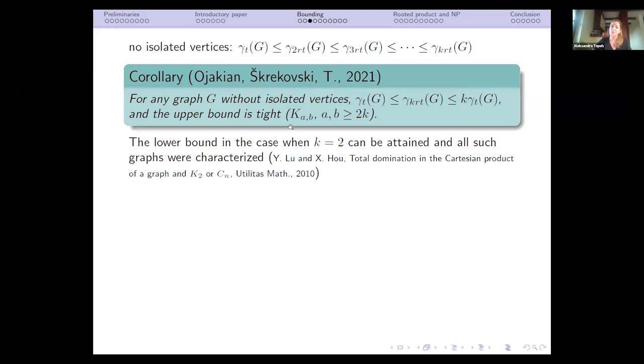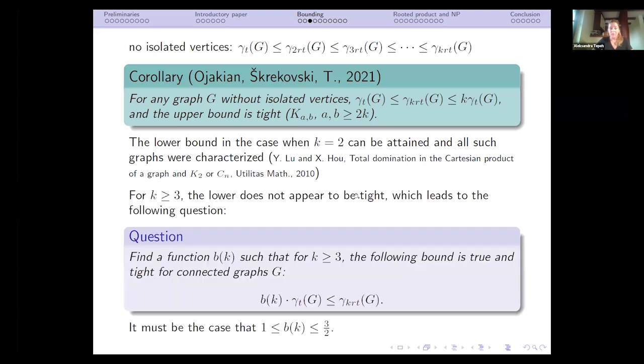Well, the lower bound is tight in the case when k is equal to 2. And in fact, all such graphs were characterized by Liu and Hu. But for k equal to 3 or greater, this bound actually does not appear to be tight. We couldn't find any examples to explain what is going on, so we posed a question of finding a function k so that this inequality would be tight.